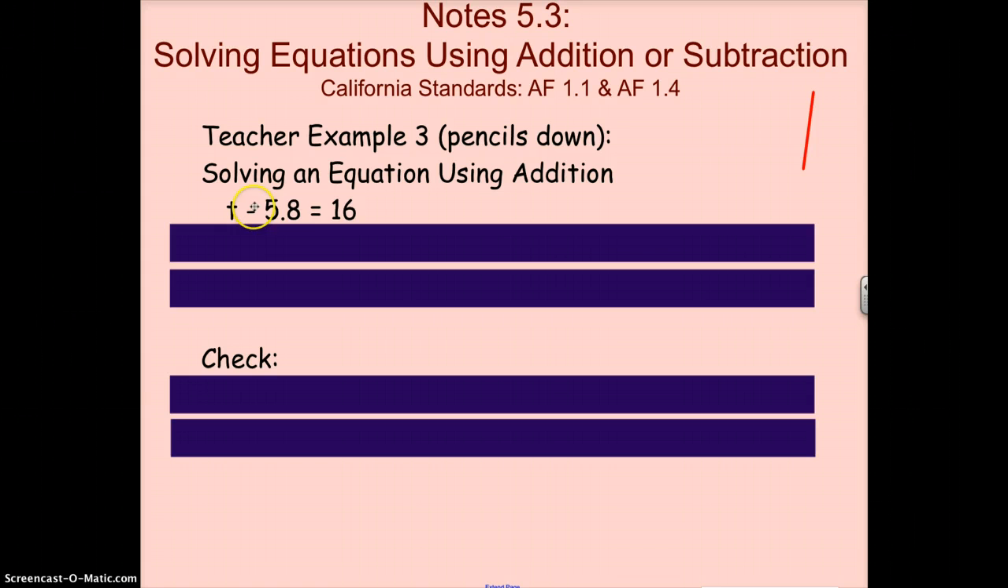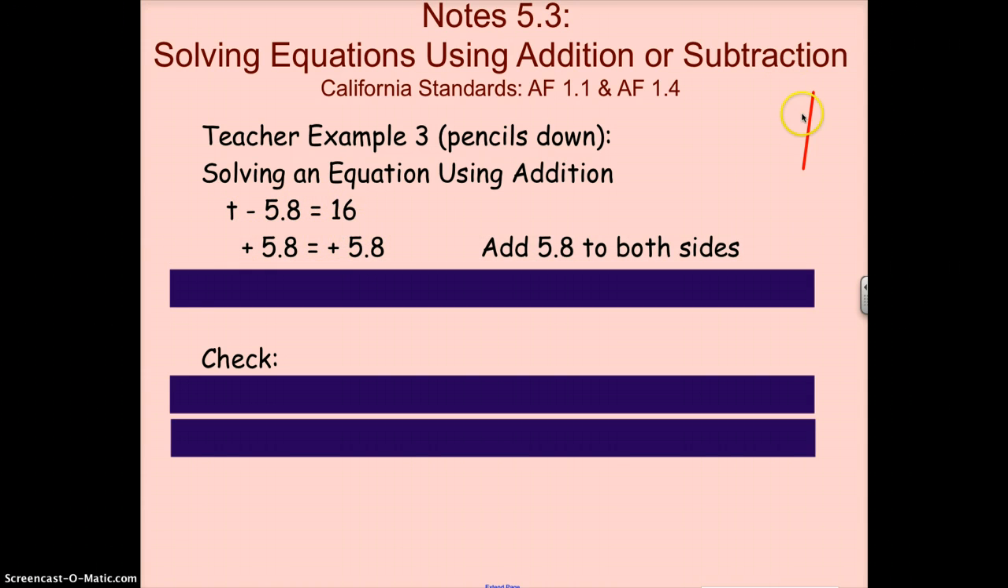So notice I have this 5 and 8/10. So I'm going to add 5 and 8/10 to both sides. Over here, negative 5/8 and positive 5/8 are opposites. They cancel out. Okay. And here, be careful.